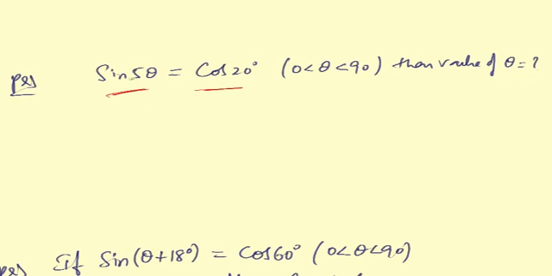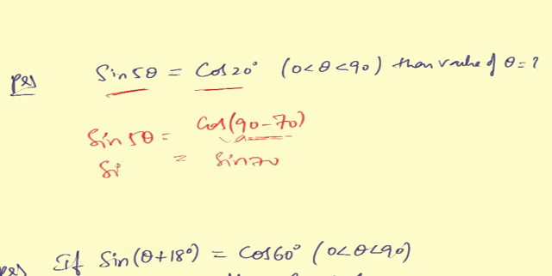So what you write is, try to write sine in terms of cos or cos in terms of sine. You try to make both the angles the same. So we'll write sin 5 theta is equal to cos 90 minus 70, so that it will become cos 20. So this is first quadrant, 90 minus theta. In the first quadrant cos is positive, but cos written in terms of 90 minus will become sin 70. So sin 5 theta is equal to sin 70. So simply 5 theta is nothing but 70, friends.